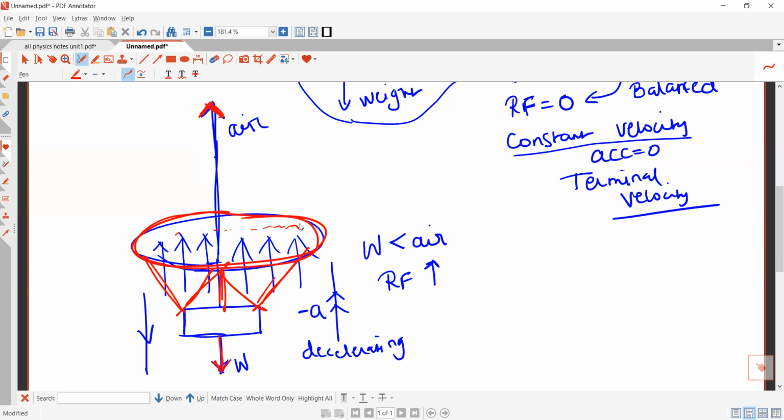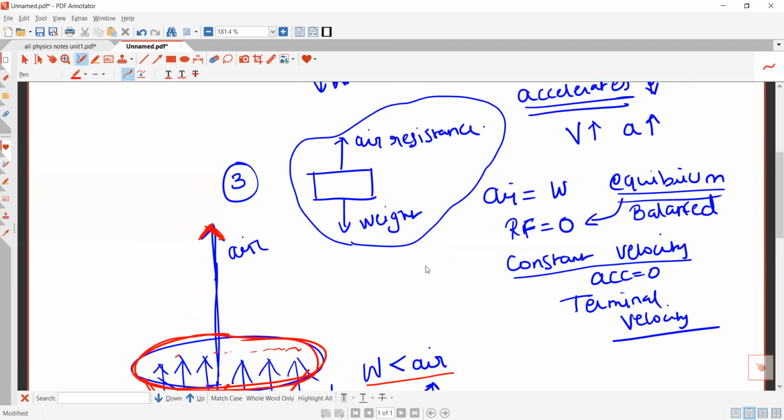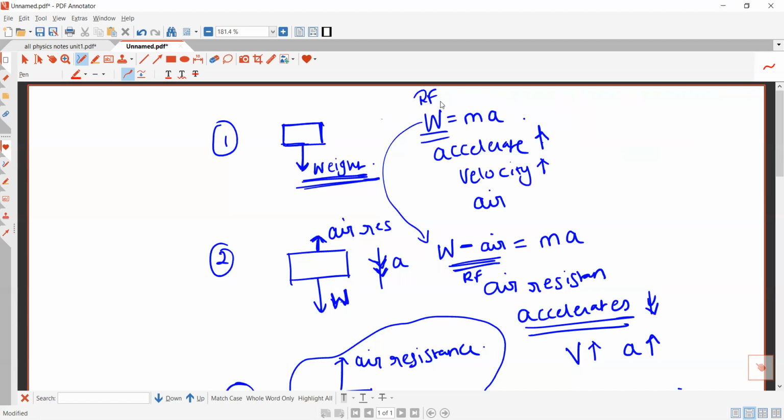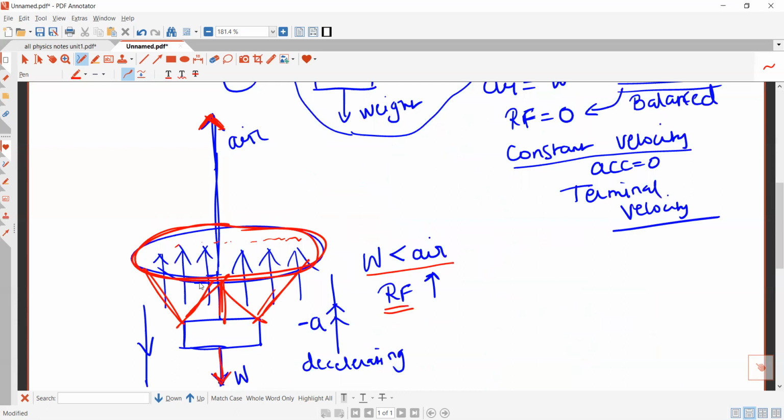So that's why I wrote weight is less than air resistance. Your resultant force is now in the upward direction, right? Before, initially, your resultant force was in the downward direction, in this snapshot 1. So it was accelerating downwards. Now it is accelerating upward.